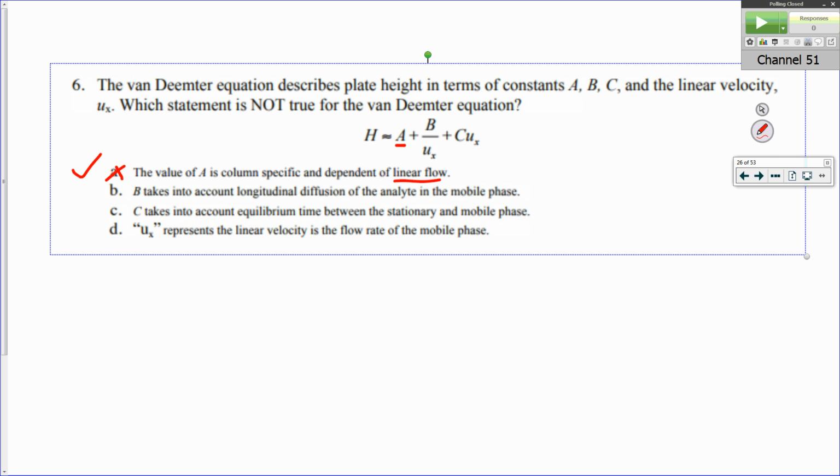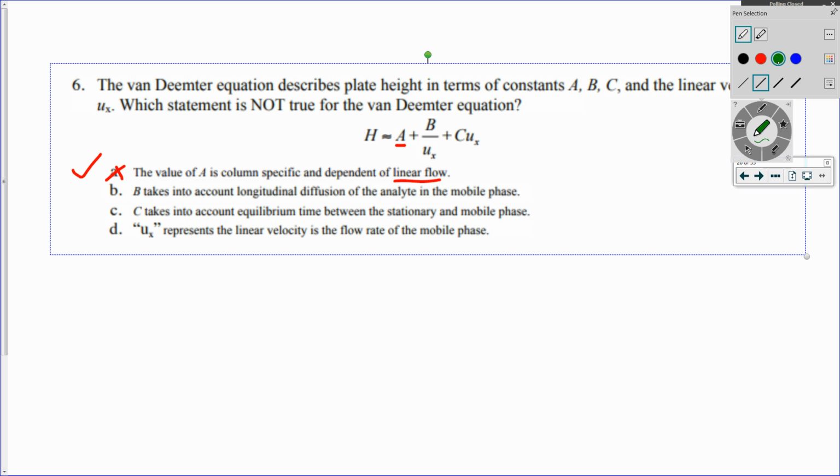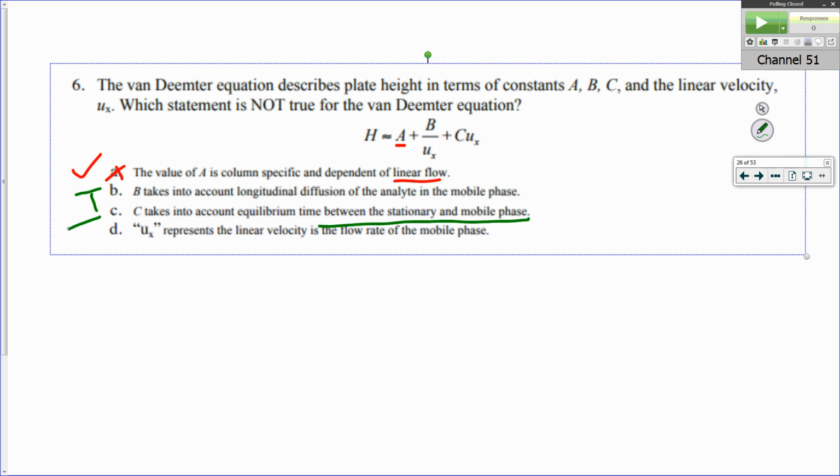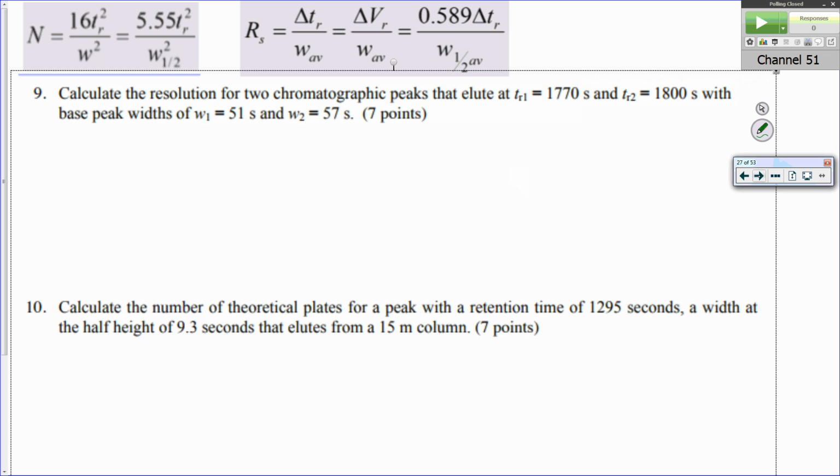B does. If I look at this one, B is a true statement. That's what B accounts for, the longitudinal diffusion. C takes into account the equilibration time between the two phases. That's a true statement. And the mobile phase velocity represents the flow rate of the mobile phase. D is true as well. So here, looking for the one that is not true is choice A. All right, that was one of the multiple choice questions that we had.